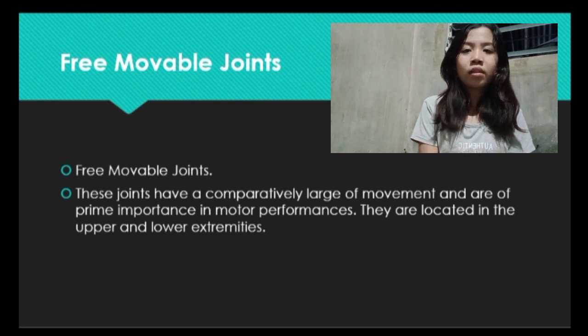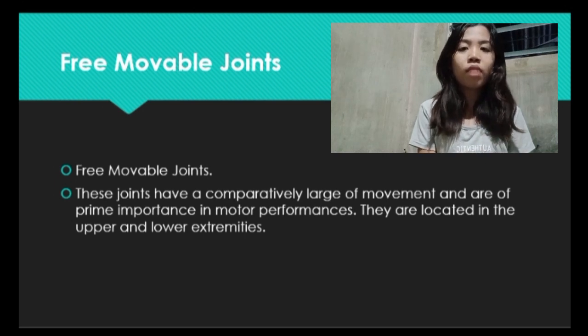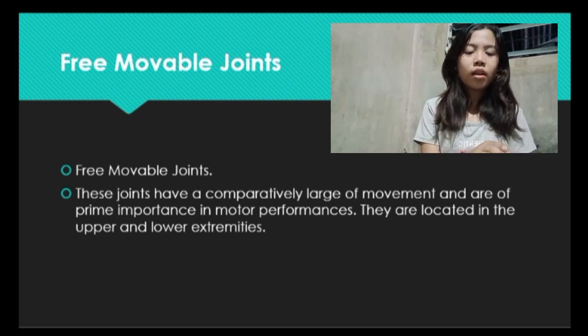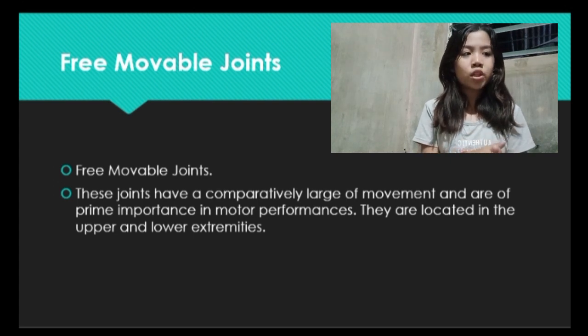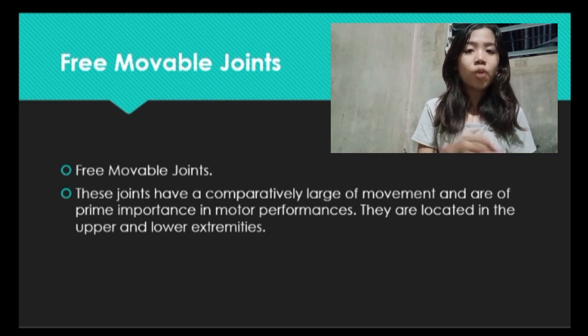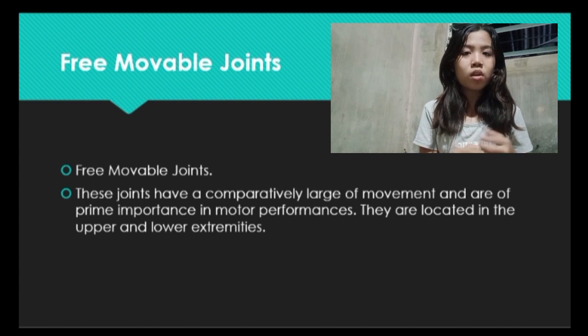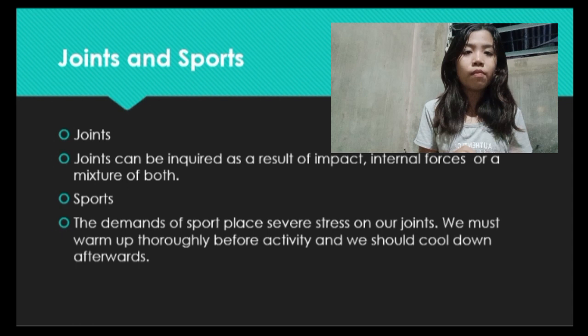These joints are characterized by the presence of a joint cavity filled with synovial fluid, which helps reduce friction and allow for smooth movement. The ends of the bones in these joints are covered with a layer of cartilage, which also reduces friction and absorbs shock.